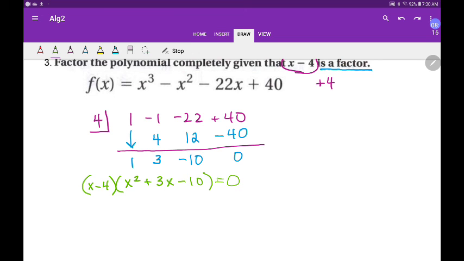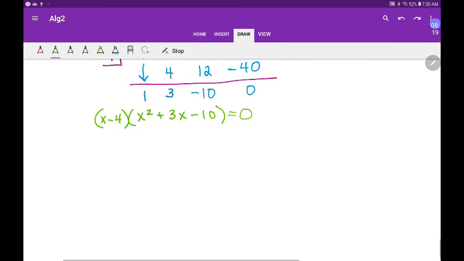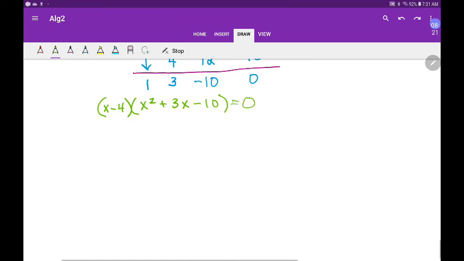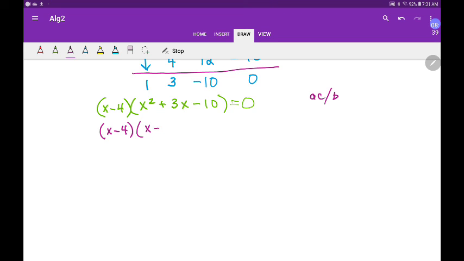And, let's see. Can I factor that last part? Can I factor this? And I think I can. Let me write the first part again. X minus 4. And I could use the AC method or something like this, but I think I can just spot it. X plus, because my middle term is plus, so I'm going to emphasize that. X plus 5 and x minus 2. I think I can just spot it.